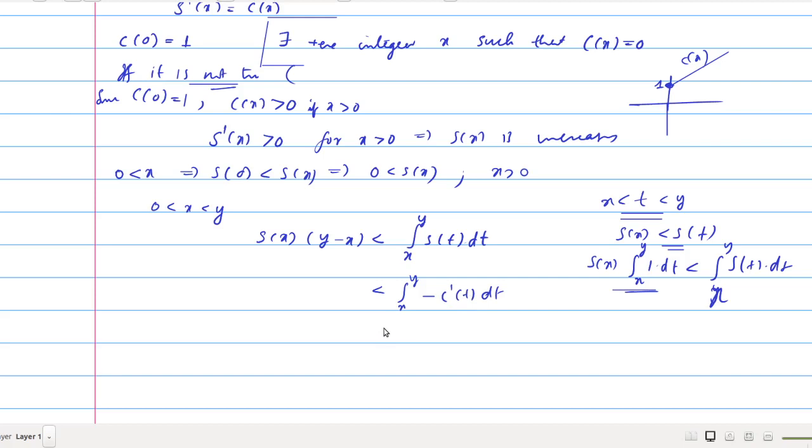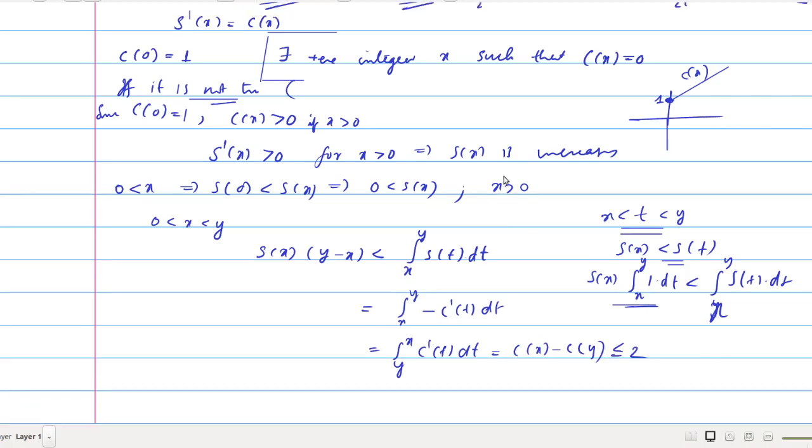So this is equal to, we write equality here, not less than, and we can integrate this, that is minus, or you write this as the same as integral y to x c dash t dt. So this will be c of x minus c of y, but we know that this is always less than or equal to 2.